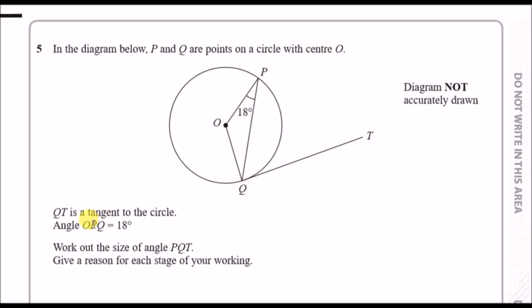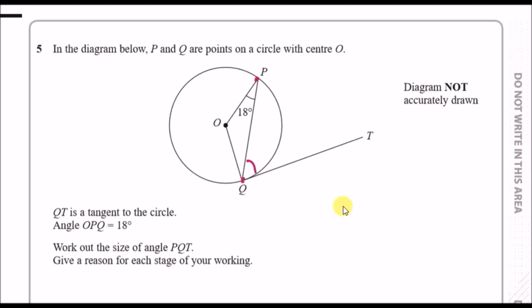Okay, so QT is a tangent to the circle. Angle OPQ is 18 degrees, and we need to work out the size of angle PQT. So PQT is from here to here to here. So essentially it's this shape, and we need to find this angle.